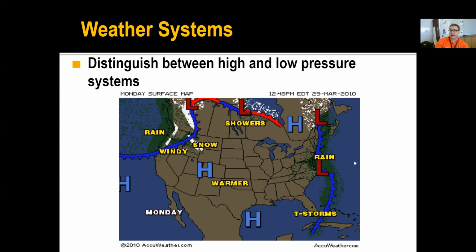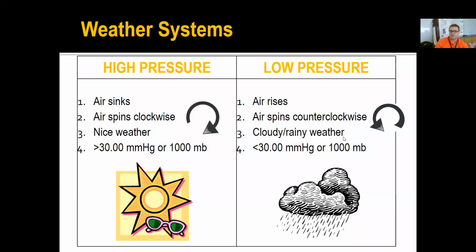Weather maps can show us high and low pressure systems. High means good weather because it's sinking cooler air. Low means bad weather because it's rising warm air. So on weather maps, H's mean good, fair weather, high pressure. Low pressure is signified by an L, or that's our rising warm air that's going to condense and give us rain. So it's important to be able to distinguish between high and low pressure systems on weather maps.